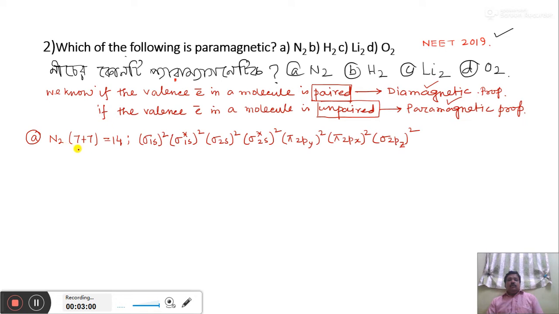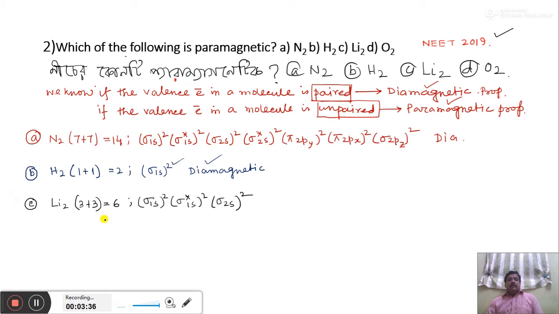In N2, total 14 electrons are present, so its electronic configuration is sigma 1s2, sigma star 1s2, sigma 2s2, sigma star 2s2, pi 2py2, pi 2px2, sigma 2pz2. All the electrons are paired, so it is diamagnetic. So N2 is diamagnetic. In case of H2, 2 electrons are present, so its electronic configuration is sigma 1s2. It is also paired, so it is diamagnetic.